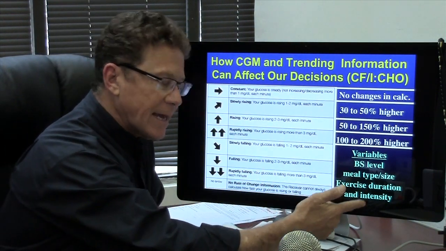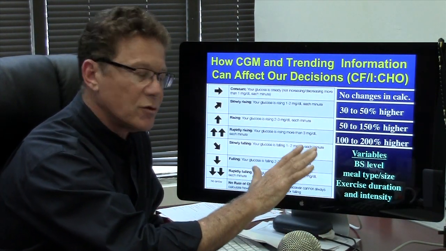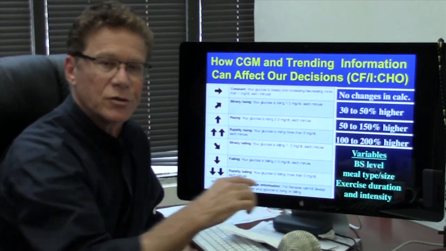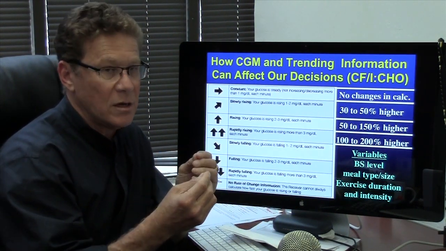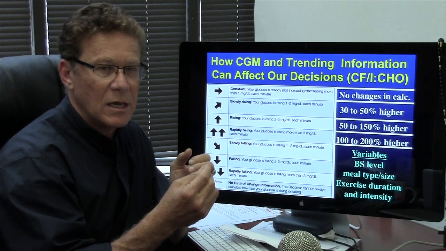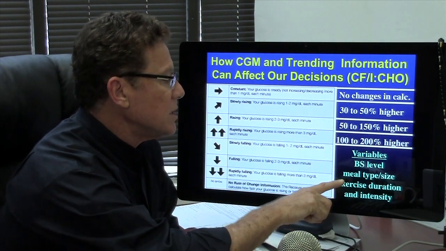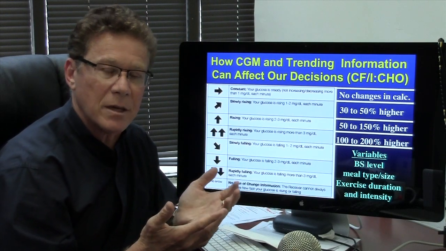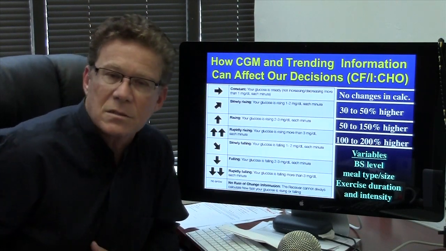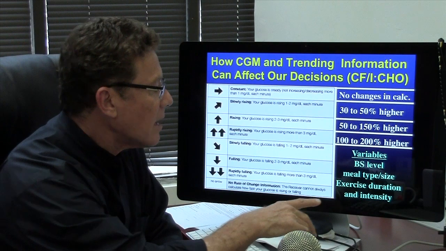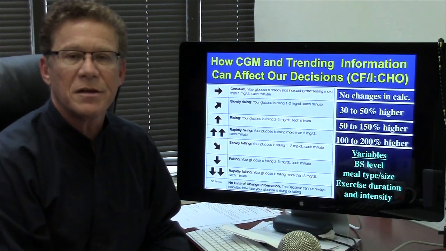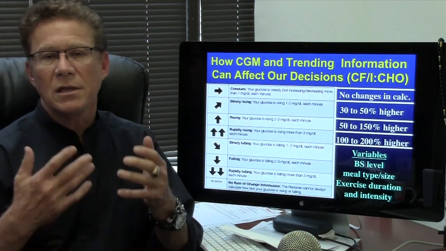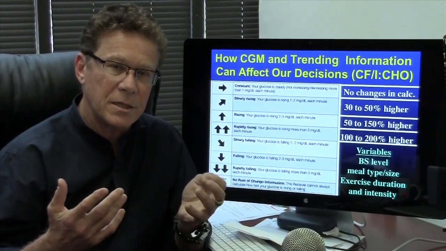Now, there's other variables that can affect the blood sugar drop. What level is your blood sugar? Certainly, a blood sugar of 200 is quite different than a blood sugar of 350. And so that may affect your decision. What kind of meal you had? How big was that meal? What was the composition of that meal? Was it 4 pieces of pizza that's still sitting in your stomach? Or was it a light salad? Exercise duration and intensity. As we all know, there's lots of variables that can affect our diabetes.